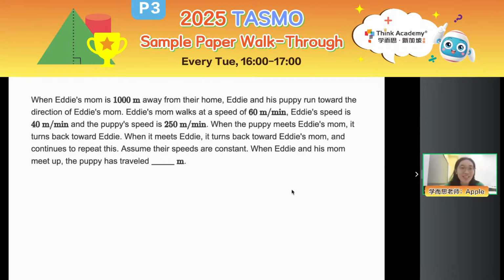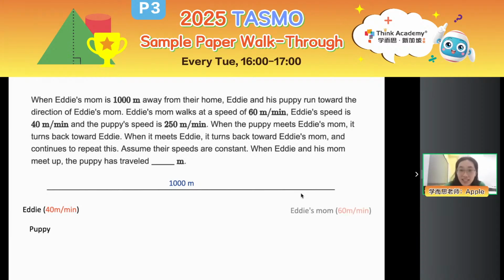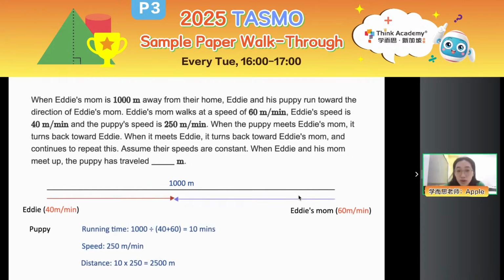Well, for this question, you see that the puppy is very tiring here, right? Because he runs here, there, here, there. For such a question, usually we try to show it with a diagram. Let's try to draw it out. Firstly, we can just draw a straight line to represent the total distance, which is 1,000 meters. And then we know that Addie and the puppy are on one side, and Addie's mom is on the other side. They run towards each other, and let me explain the workings here.